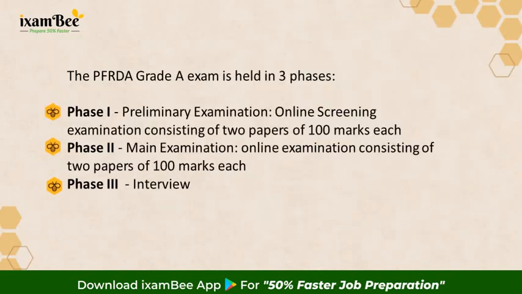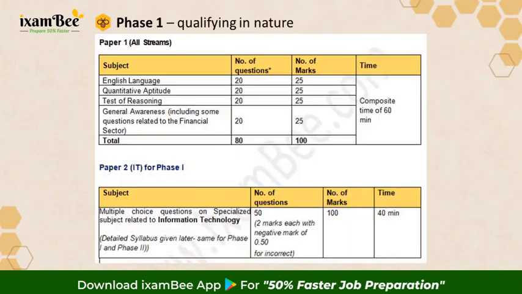So basically the PFRDA exam is held in 3 phases: phase 1, phase 2 and phase 3. And the professional knowledge part will be common in phase 1 and phase 2. Here you can see the exam pattern of phase 1. In phase 1 there are 2 papers. The first paper consists of QRE and general awareness. Paper 2 will be of professional knowledge, which will have 50 questions of 100 marks and the time is 40 minutes.